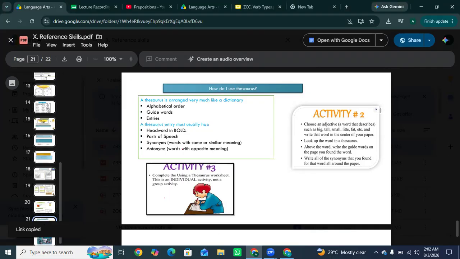So let's do activity 2. Choose an adjective such as big, tall, small, etc., and write that word in the center of your paper. Look up the word in the thesaurus, and above the word, write the guide words on the page where you found the word, and write all the synonyms that you found for that word all around the paper. And also do activity 3: complete the using a thesaurus worksheet. This is an individual activity, not a group activity.